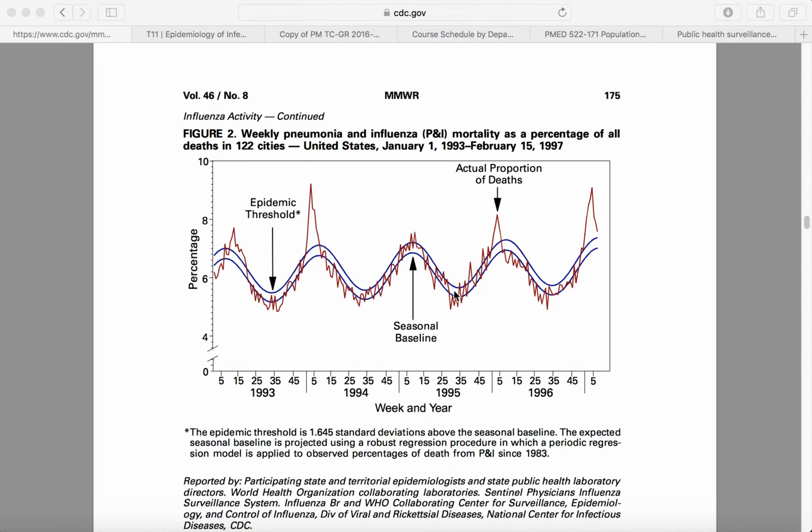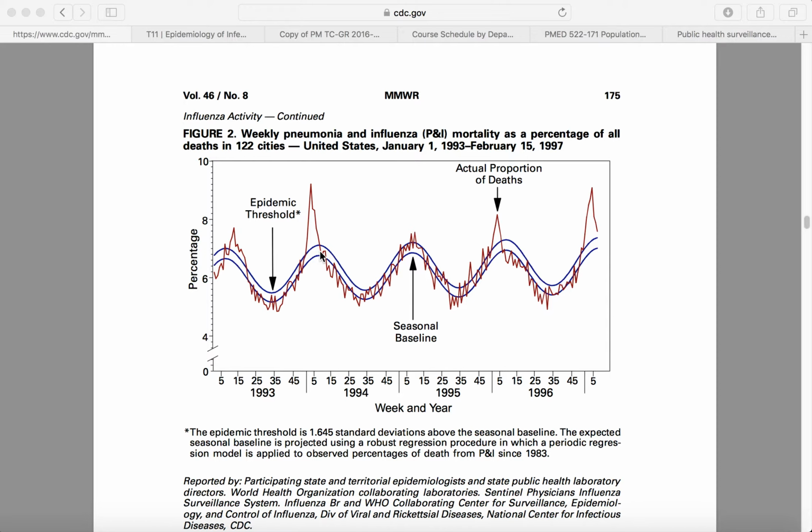As it's in the middle of the year, kind of like weeks 25 through 40-ish, we see that those levels are expected to be lower. And as we get to the winter months, those are expected to be higher. And these are as percentages of all deaths, and they're looking specifically at 122 cities in the United States for a specific time frame. You can see where these spikes happen. That's exactly what the surveillance system is for.